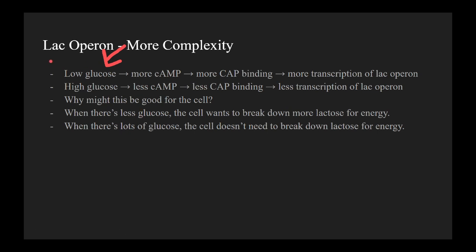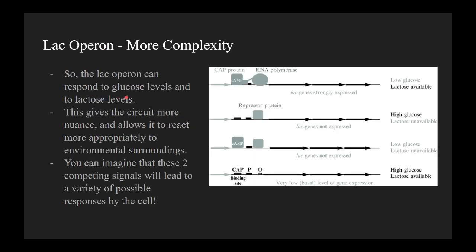So essentially there's two signals coming from the lac operon here. The first signal is from the CAP site based on glucose concentration. Then the second signal is coming from the operator, so the repressor being bound or not based off of the lactose concentration. So the lac operon can respond to both glucose levels and lactose levels. This gives more complexity to this entire circuit, and it lets the lac operon react more specifically to the environment around it. So like I said, there's two essentially competing signals here.